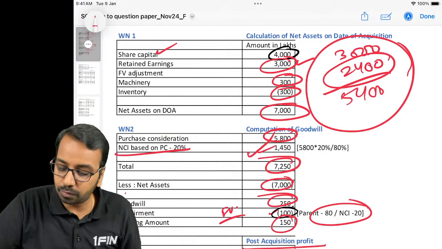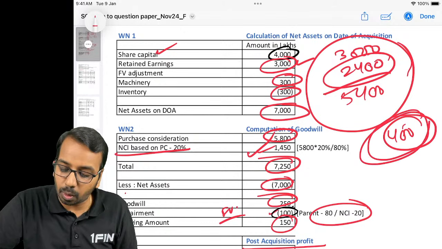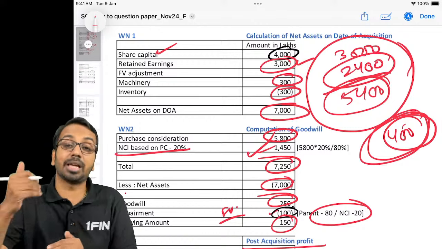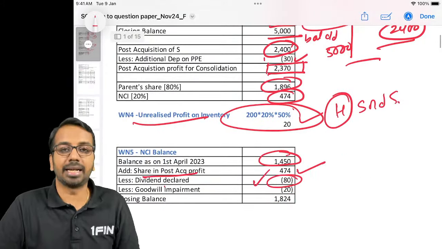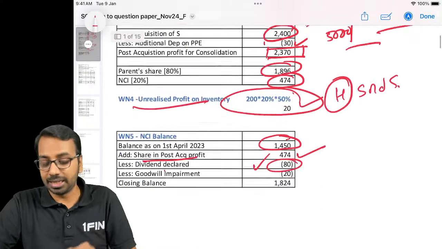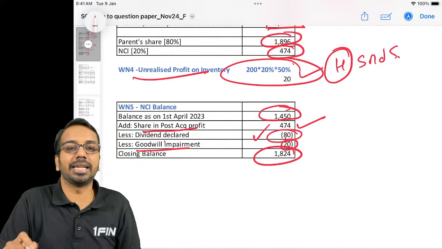But out of this 2,400, 400 of dividend has already been paid. So because this dividend has already been paid and it should not be in the retained earning balance, I have reversed the impact of that. That is why I am separately reducing the dividend that has been declared. If I don't do the dividend adjustment here, which I will show you separately in a different working note, then this adjustment is not required. Then goodwill impairment 20, closing balance 1,824.